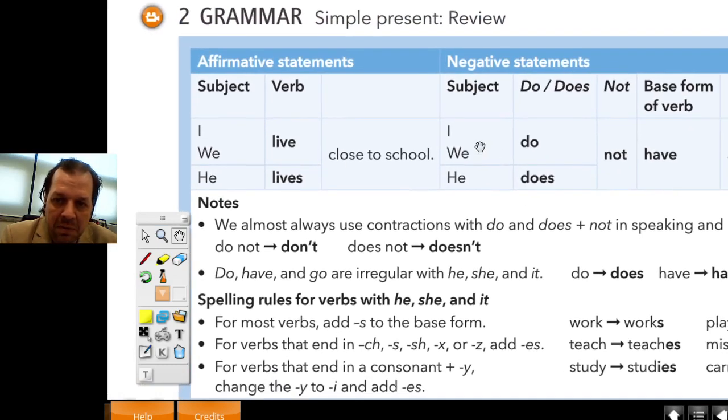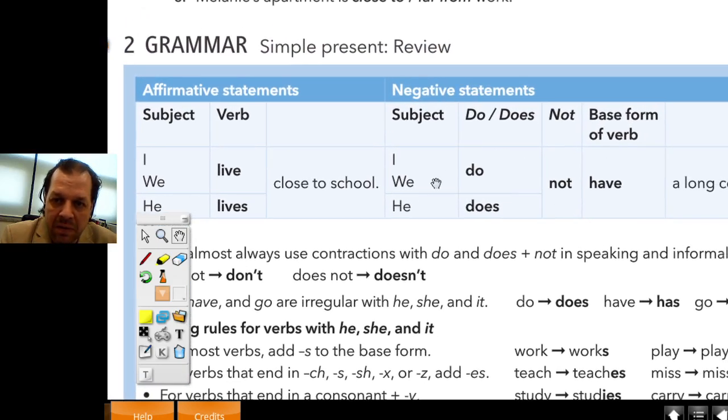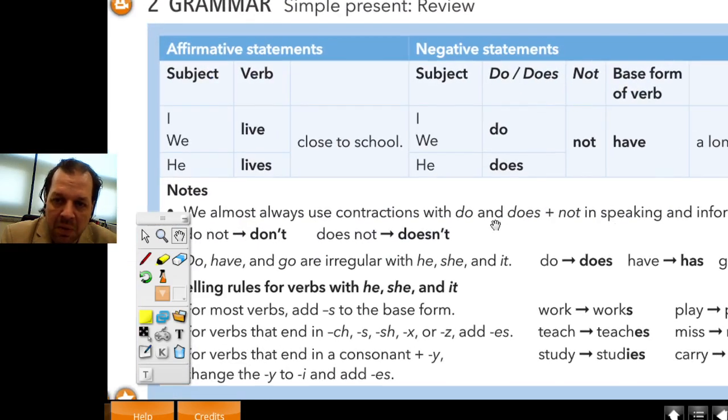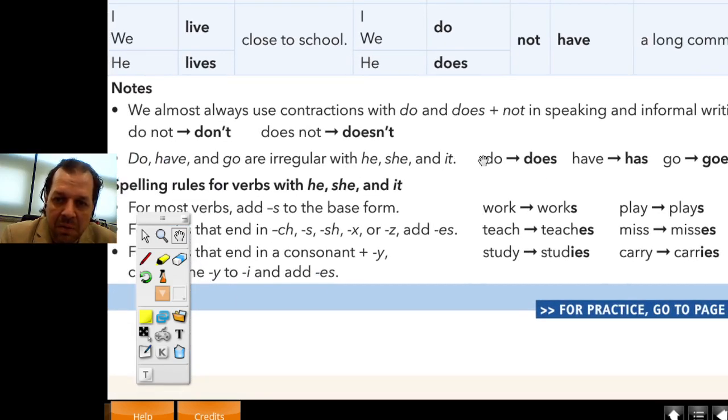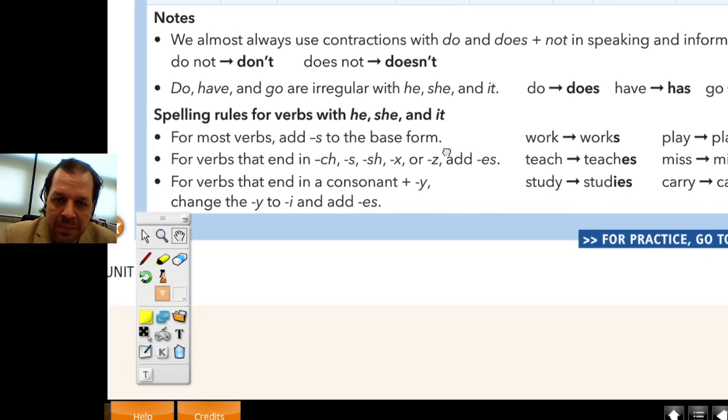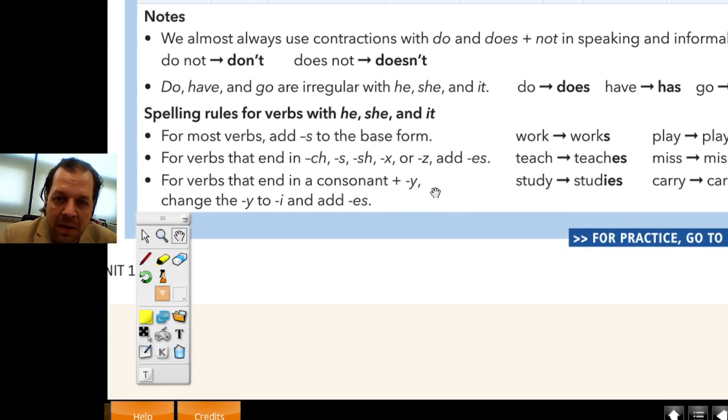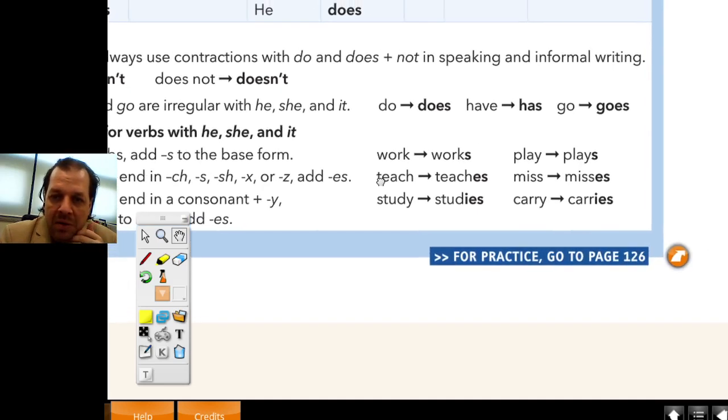I live close to school, or negative, I do not have a long commute. He does not have, he lives close to school is affirmative. So we use contractions like don't and doesn't. And if there's irregulars, we have irregular contractions instead of do, does, go, goes, have, has. Spelling rules. Now this should all be maybe something you've learned already. This should all be reviewed.